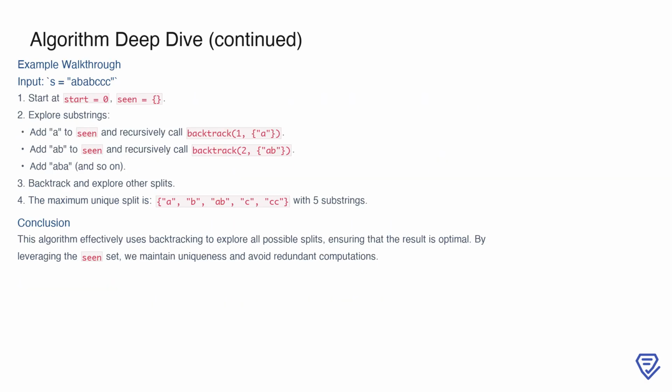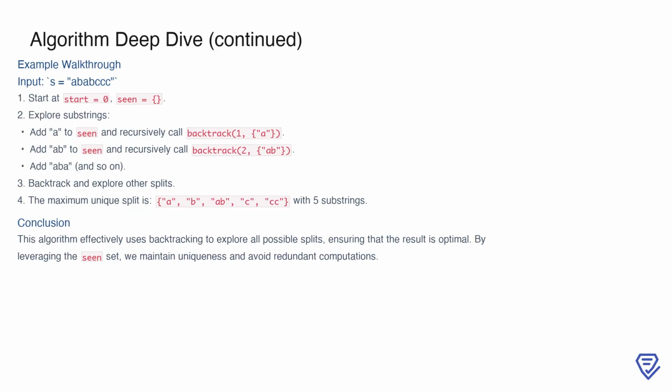To illustrate how the algorithm works, let's consider the string s equals abap. We start with an empty seen set and begin exploring substrings from the first character. For example, we can add a to the seen set and recursively process the rest of the string. Alternatively, we can add aba, and so on, exploring all possible splits. At each step, we backtrack and try other options to ensure we find the maximum number of unique substrings.